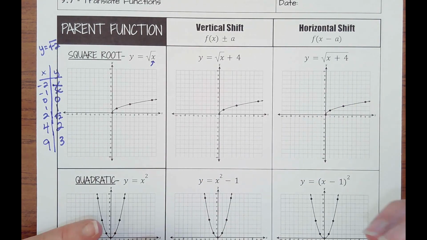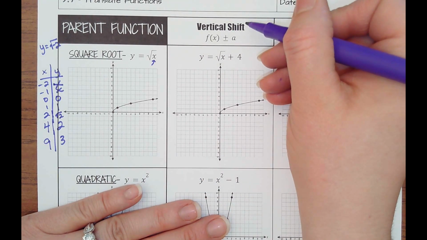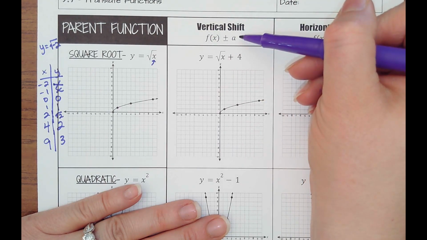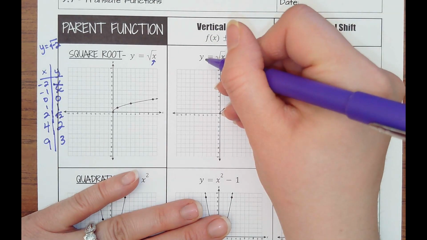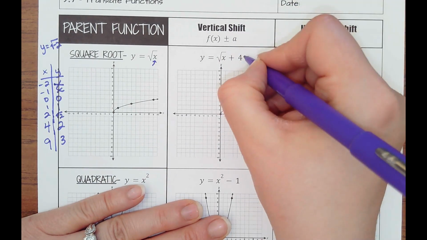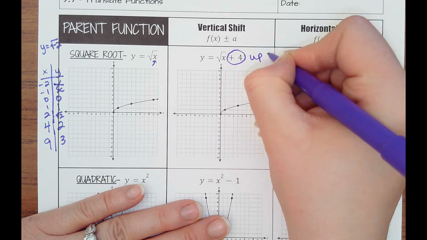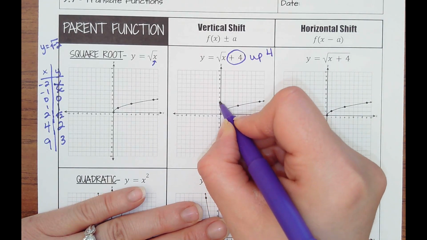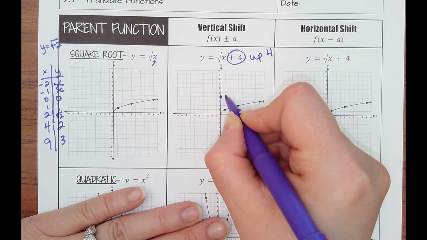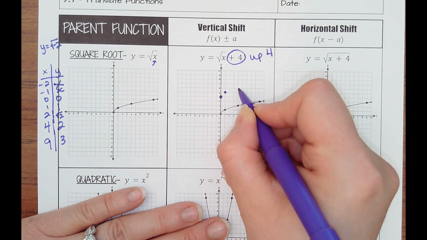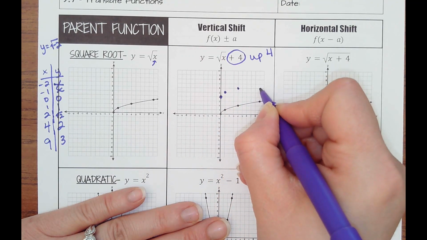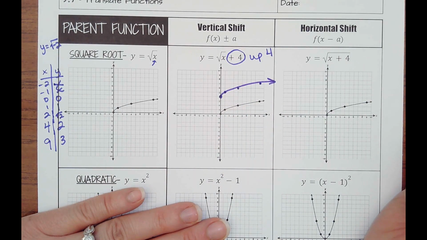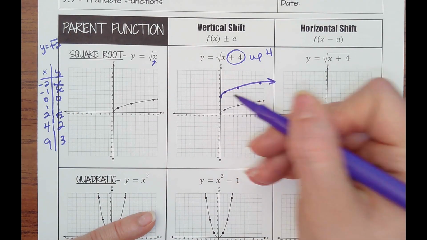Okay, so let's talk about a vertical shift. A vertical shift happens when you have your function and then plus or minus a number after the function. So when I have y equals the square root of x plus 4, this on the end makes it go up 4. So I'm going to take all of these points and just move them up. 1, 2, 3, 4. So this function would now look like that. And on Delta Math, you'll click and you'll drag that up there.